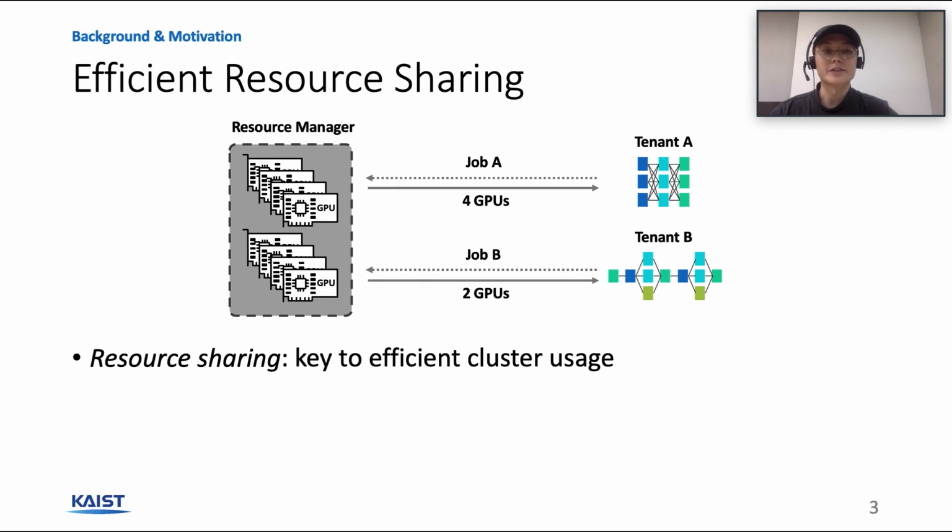The figure illustrates an example of a working system. Each tenant defines a DLT job and submits it to the GPU cluster, and then the resource manager assigns GPUs to each job. There are two kinds of resource sharing, non-elastic versus elastic sharing, which I'm going to explain in the following slides.